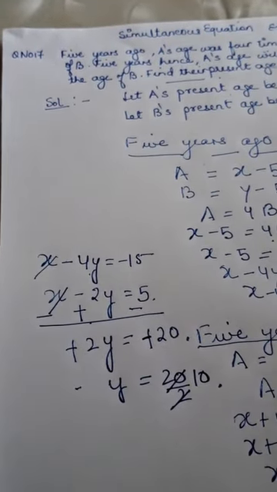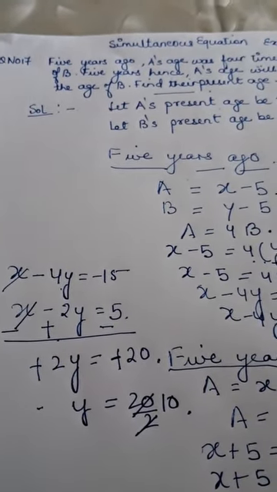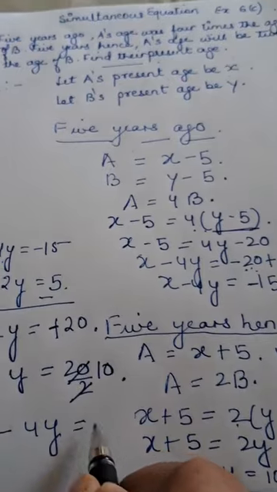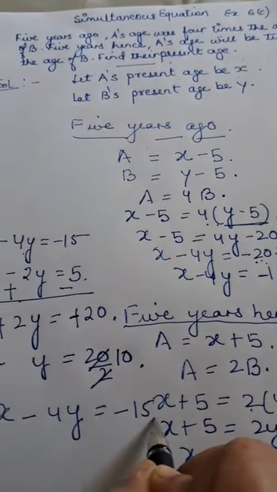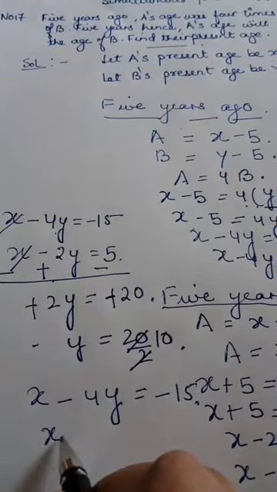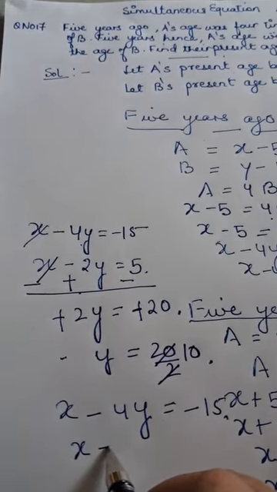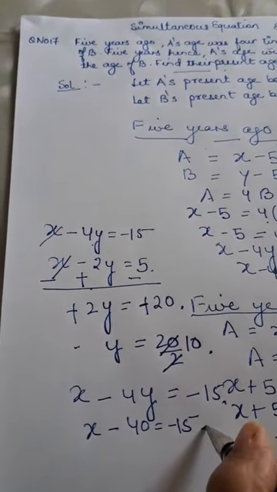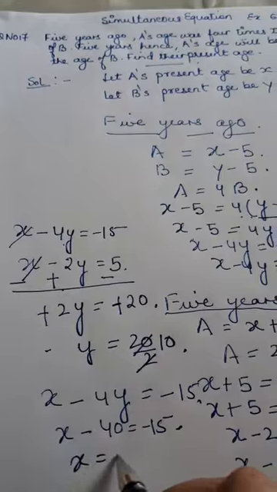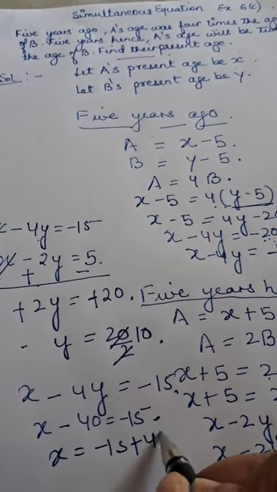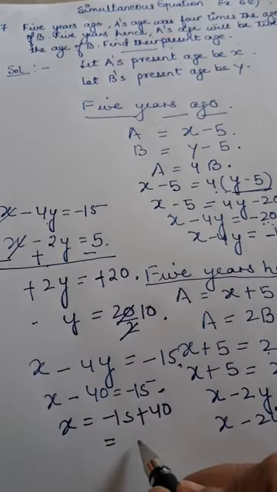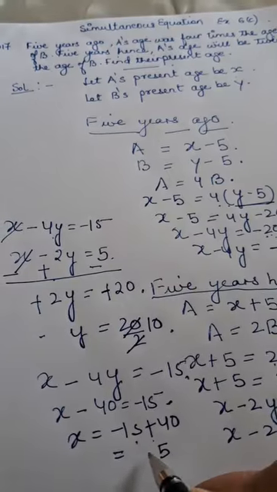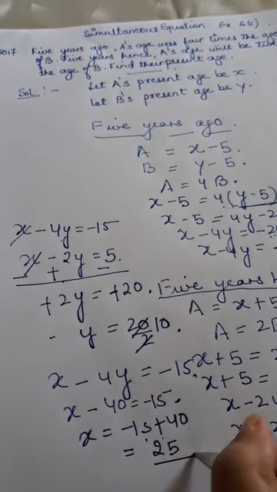Now we will put the value of y in equation 1, that is x minus 4y is equal to minus 15. So this becomes x minus 4y, y is 10, minus 40 is minus 15, right? So x is minus 15 plus 40. That becomes 40 minus 15, which is 25. X is 25.